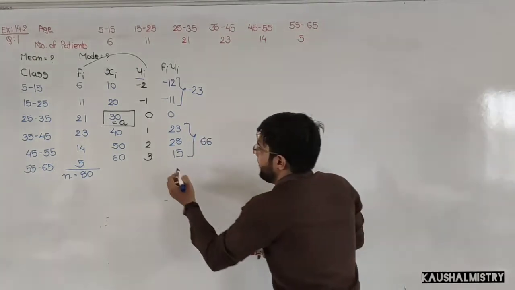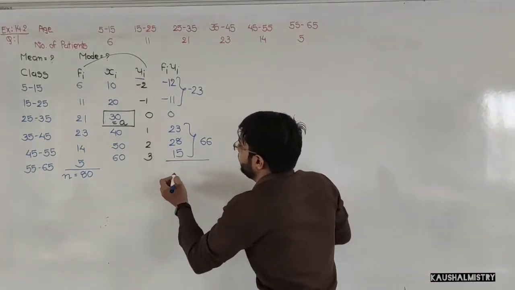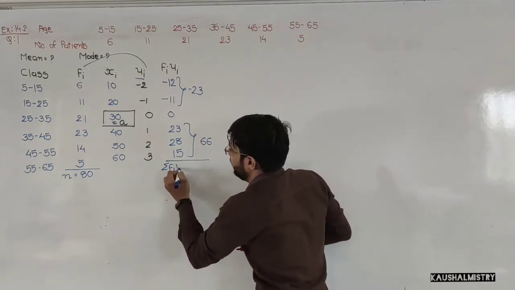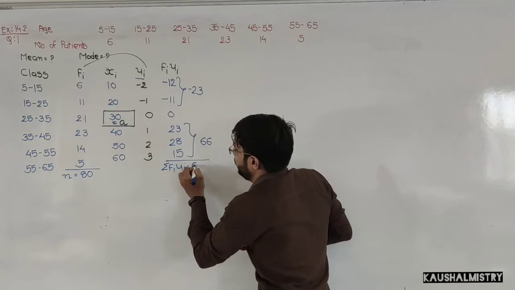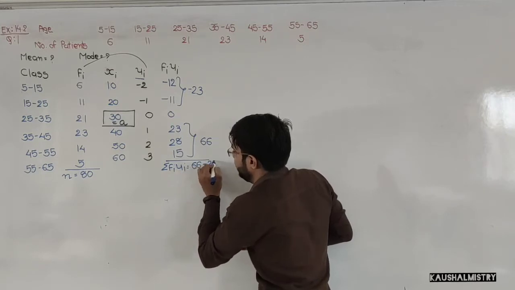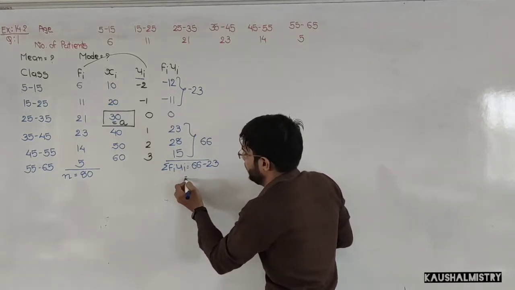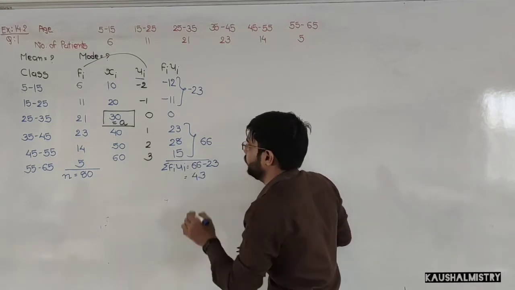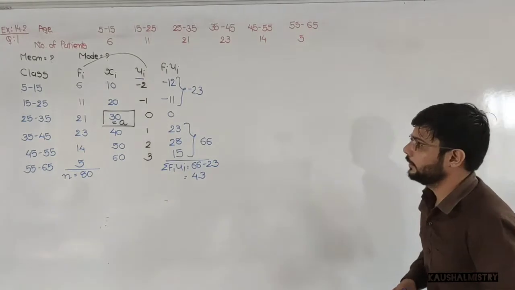So sigma fi ui will be equal to 66 minus 23. So this will be equal to 43.